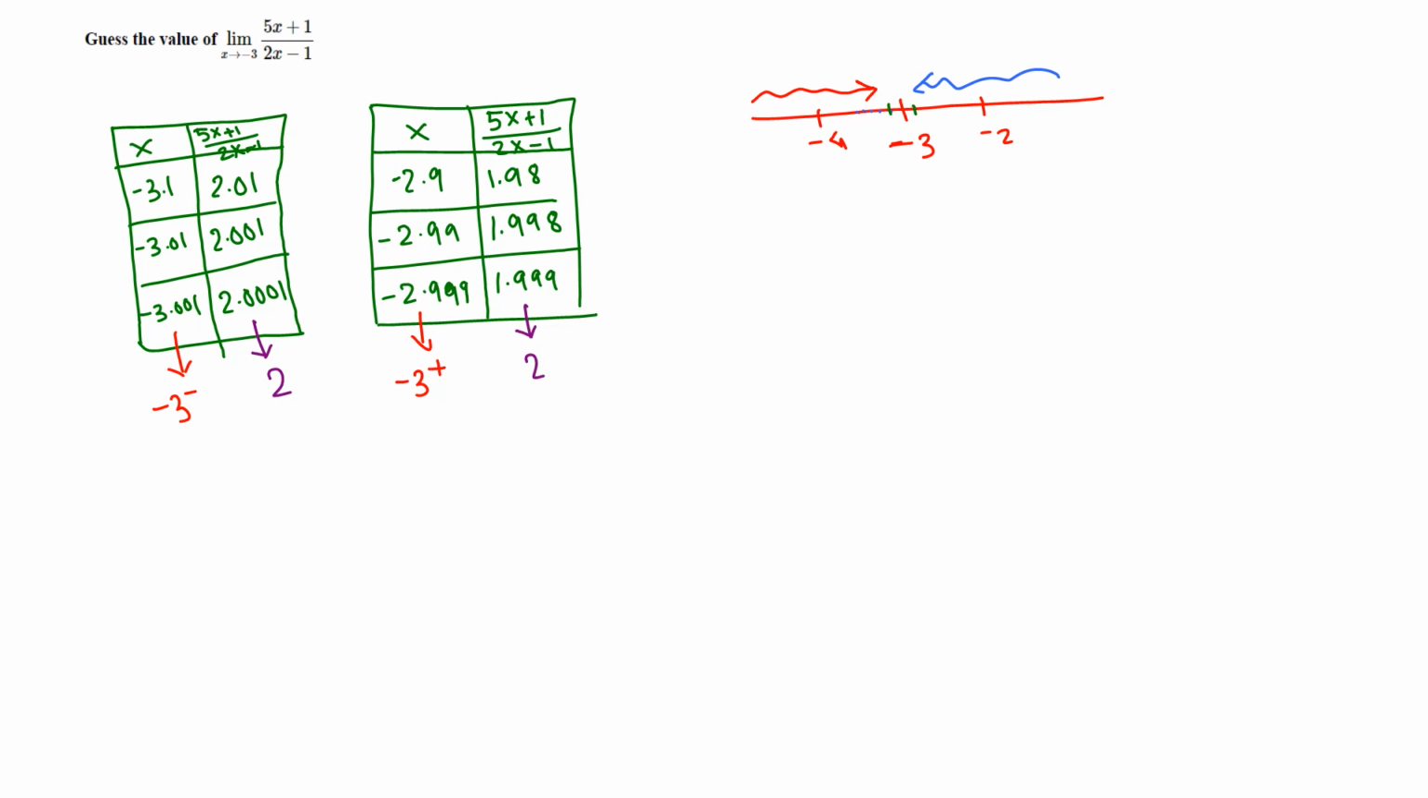Left-hand limit is 2, right-hand limit is 2, so they are the same. That means the limit is in fact 2, and we are basically guessing, and that will be the case. So the limit is 2. Final.